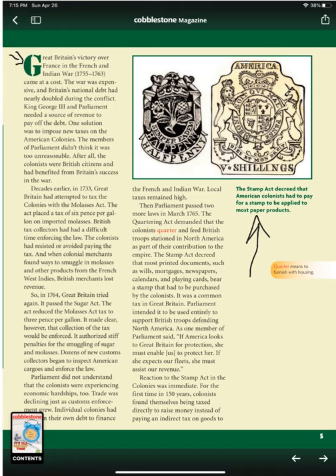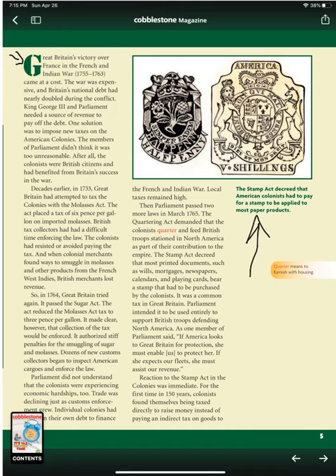Great Britain's victory over France in the French and Indian War, 1755 to 1763, came at a cost. The war was expensive and Britain's national debt had nearly doubled during the conflict. King George III and Parliament needed a source of revenue to pay off the debt. One solution was to impose new taxes on the American colonies. The members of Parliament didn't think it was too unreasonable. After all, the colonists were British citizens and had benefited from Britain's success in the war.